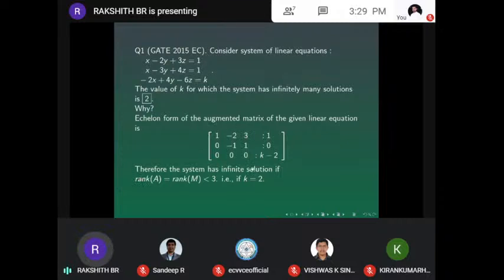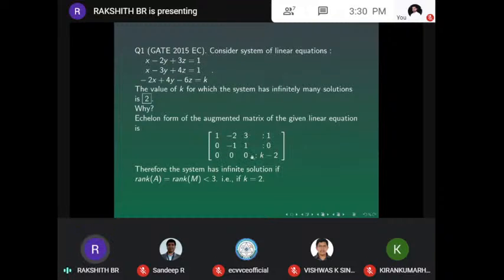Obviously the rank of M is greater than or equal to 2. Therefore, to match it with 2, k minus 2 must be equal to 0. In that case the rank of M would be 2, so the value of k must be equal to 2. Therefore the rank of A equals the rank of M equals 2, strictly less than 3, and hence it has infinitely many solutions. So the answer is 2. You just need to draw the echelon form of the augmented matrix, and from that write down the rank of A.